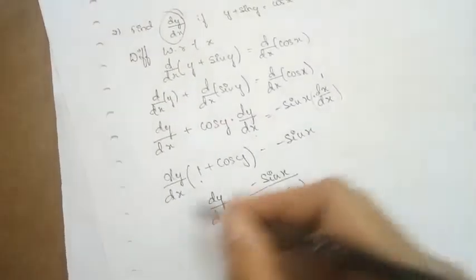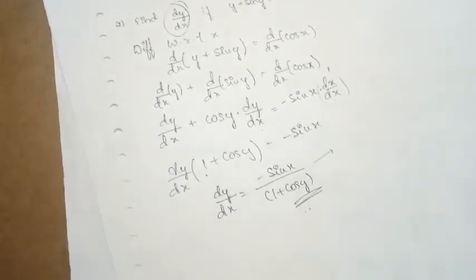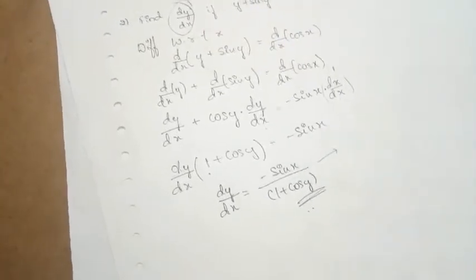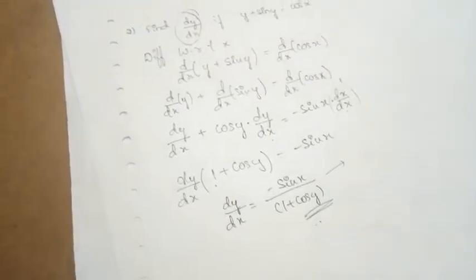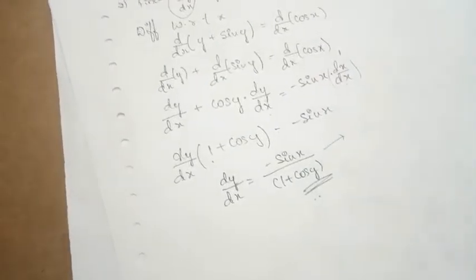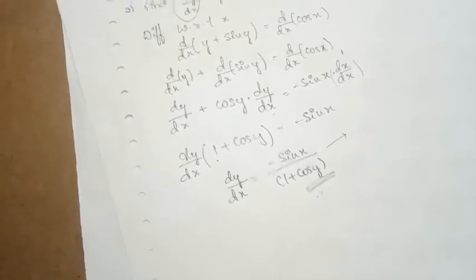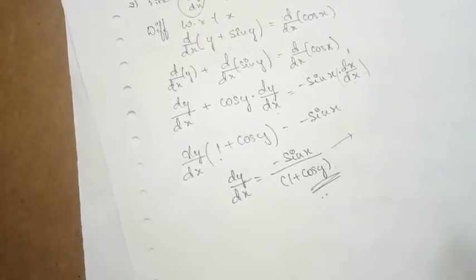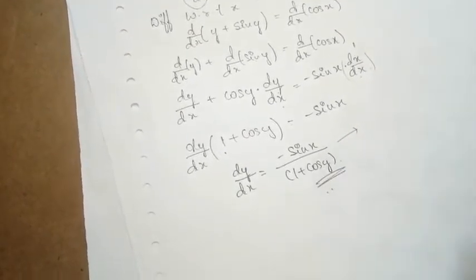Upon saying dy by dx is equal to this, we need to say at which point this is defined. Clearly, when it comes in fraction form, we are obviously concentrating much more on the denominator. The denominator should not be equal to 0. If the denominator becomes 0, then the function becomes not defined. So 1 plus cos y should not be equal to 0, which means cos y should not be equal to minus 1. If it becomes minus 1, then 1 minus 1 becomes 0.